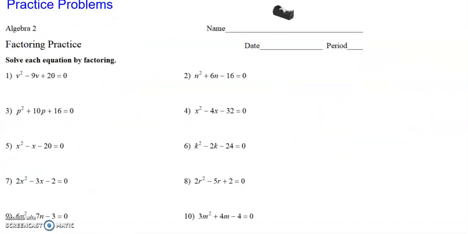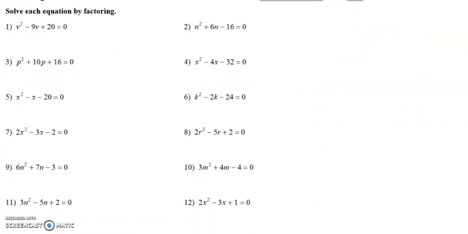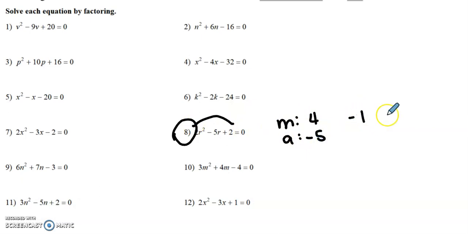All right, I'm going to take you through one more of the split the middle, going step by step. Hopefully I'll get it in before the video ends. So on your practice worksheet that hopefully we passed out to you at some point, if not, you should pick one up from your teacher. Let's talk about number 8. I need to multiply to 4 and add to negative 5. So that's going to be negative 1 and negative 4, which will lead me to negative 5.